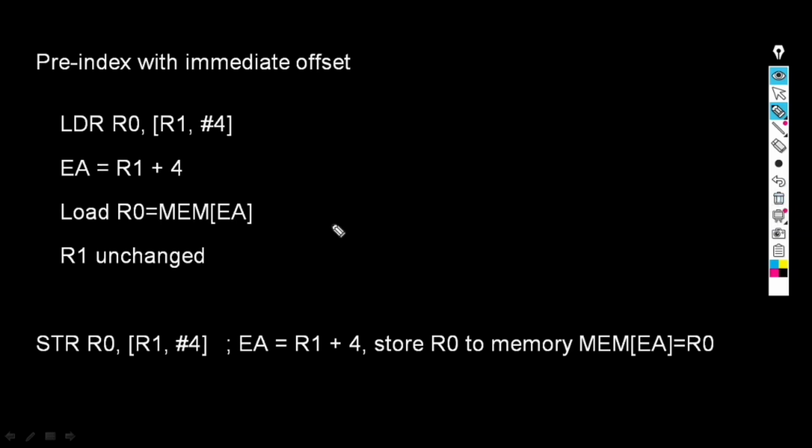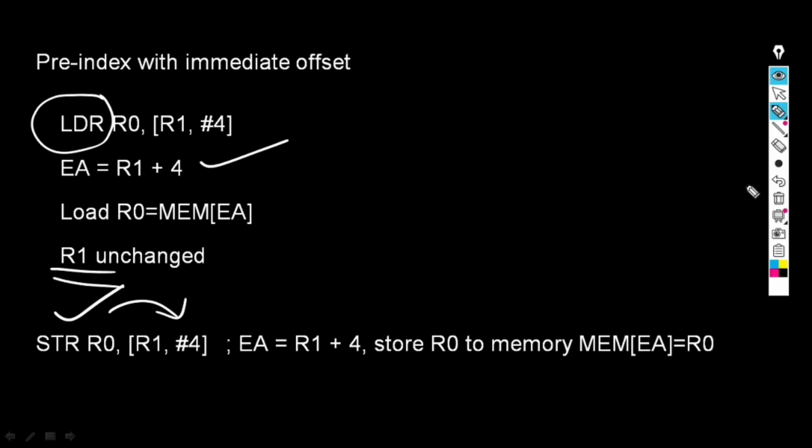Next, let's consider the same case for a store instruction. What you should know is whether it is load or store. If it is pre-index with immediate offset, it works in the same way. Just the main action differs: in the case of load, loading happens from this memory location to R0. In the case of store, whatever content is in R0 gets stored in this particular memory location. Let's see what happens here.